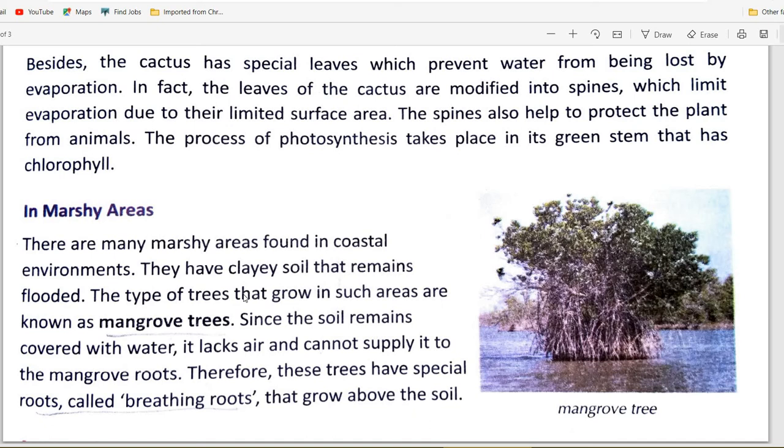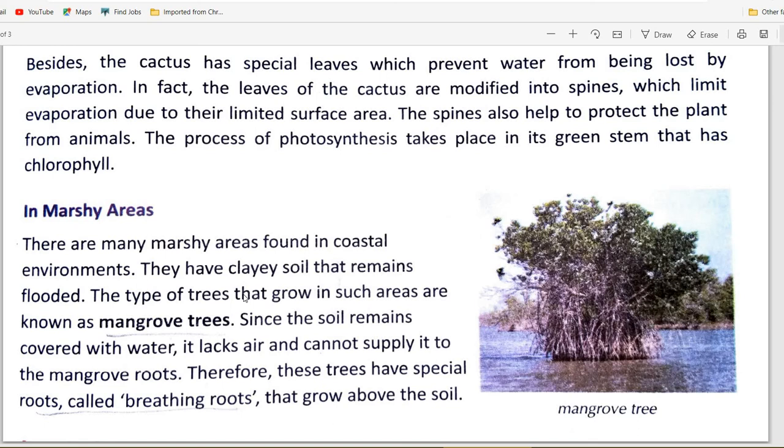So these types of trees in hilly areas have needle-like rough leaves to survive in snowy and cold weather. Means if they are to survive in that type of cold weather in hilly areas, they have cones instead of leaves, and they are called conifers.